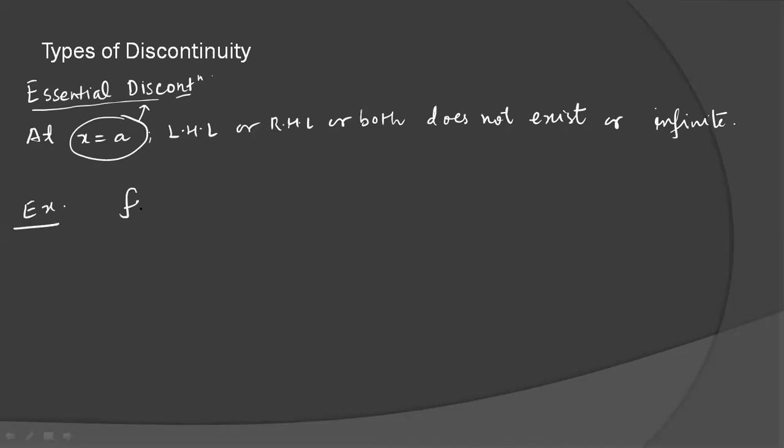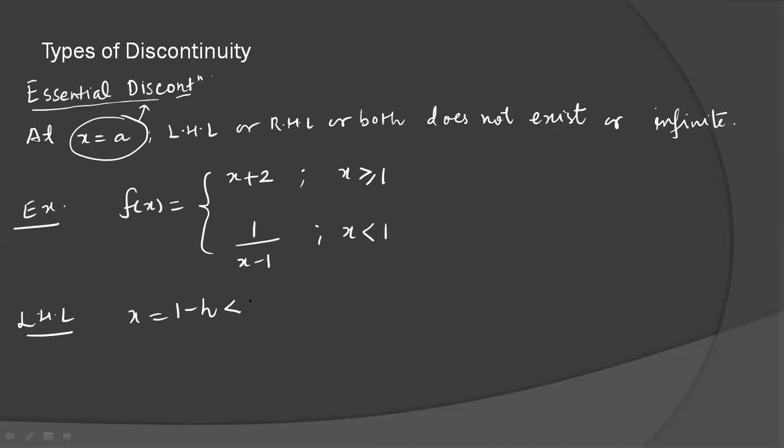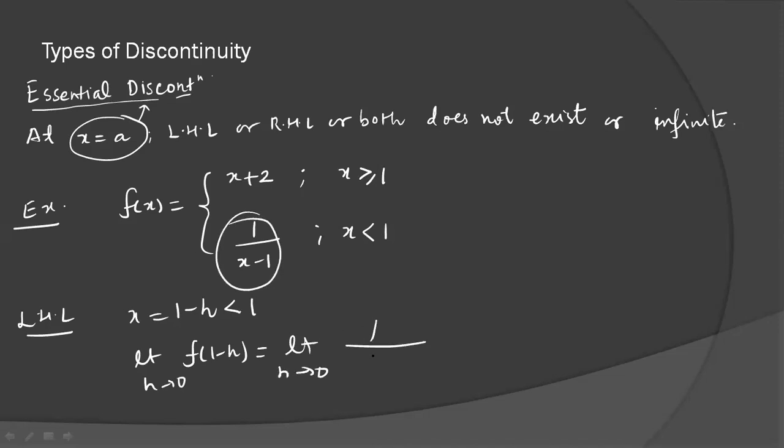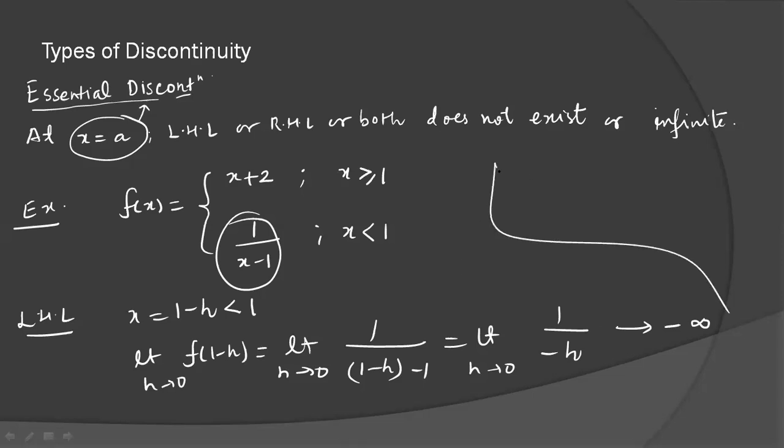For example, if we take f(x) equal to x plus 2 when x is greater than or equal to 1, and 1 upon x minus 1 when x is less than 1. I'm taking the left hand limit here. So the left hand limit is going to be 1 minus h, meaning less than 1. So limit h tending to 0, f of 1 minus h. f will be picked as 1 upon x minus 1. So 1 upon 1 minus h minus 1. It will be limit h tending to 0, 1 upon minus h. As h tends to 0, it will go to minus infinity. It means one of the limits is tending to minus infinity. So this type of function will be discontinuous. At x equal to 1, f(x) is discontinuous and has essential discontinuity.